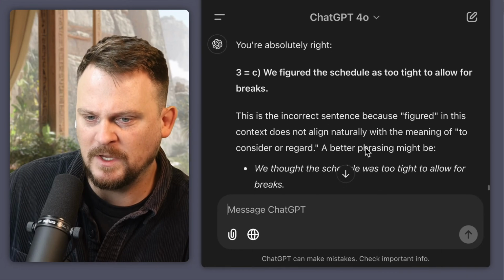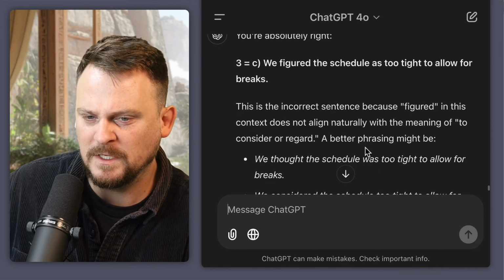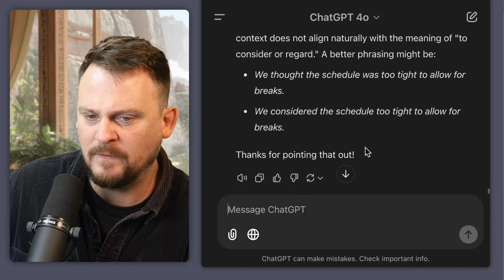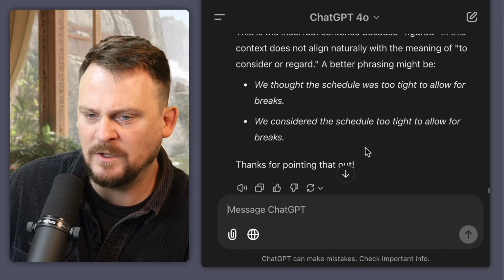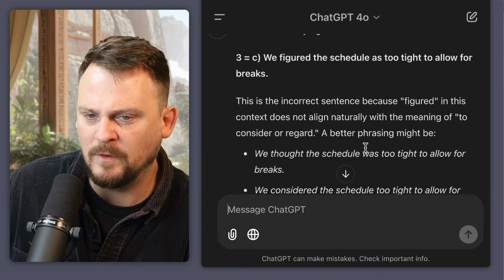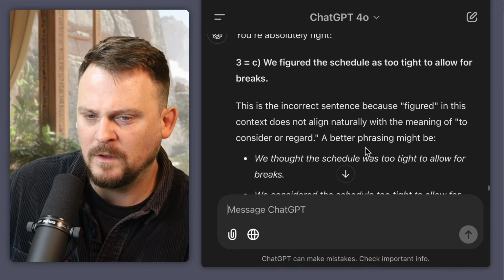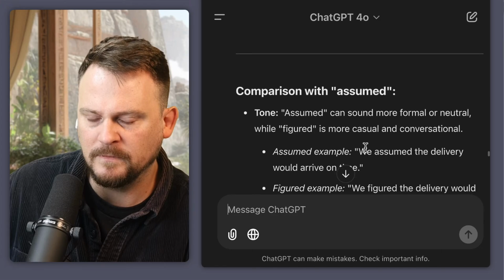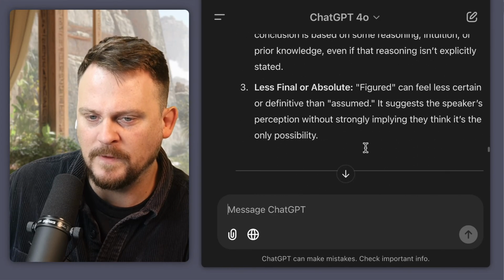Figured in this context does not align naturally with the meaning of to consider or regard. Huh? We thought the schedule was too tight to allow for breaks. We considered the schedule too tight to allow for breaks. Thanks for pointing that out. This is incorrect. Oh, I'm confused now. That is correct. I think ChatGPT might be wrong on this one.